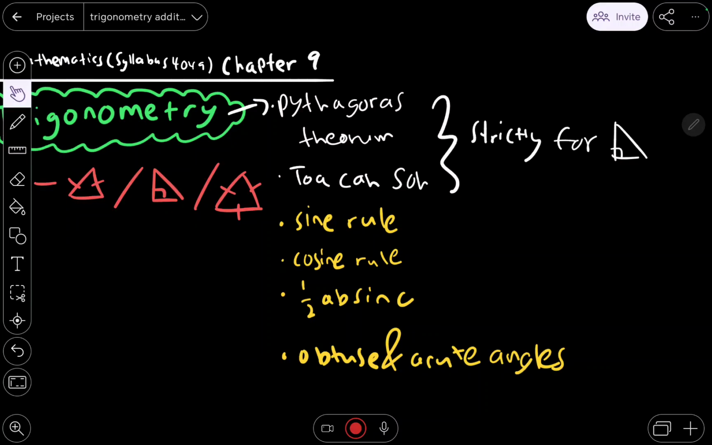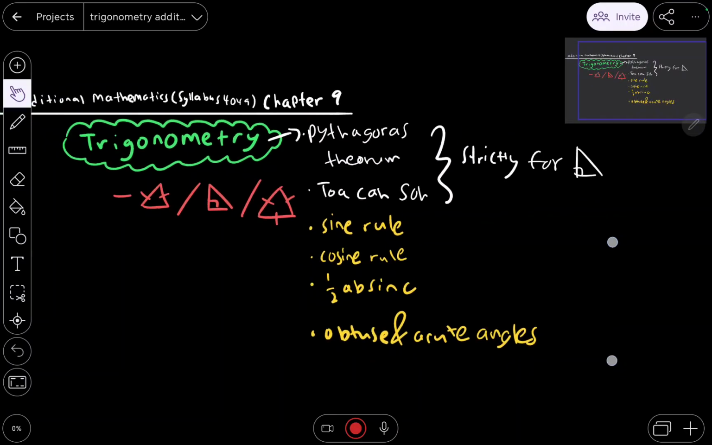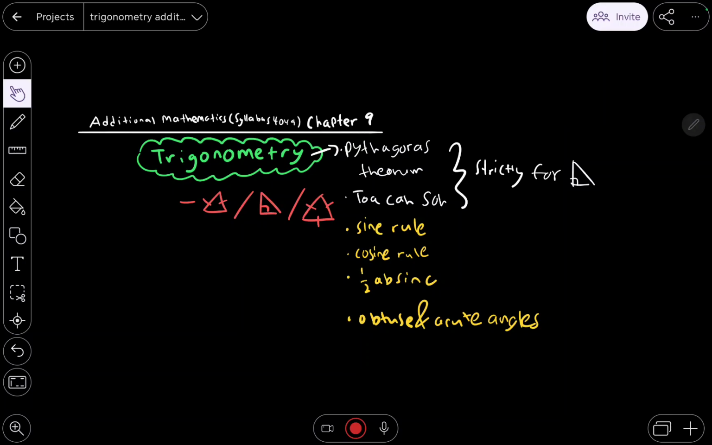And yeah, I have reviewed a bit of the AMF syllabus for trigonometry, and you should have known, because if you're Sec 3 this year, it's new for you. If you're Sec 4, you should have known a bit. But of course, I'm not expecting too much, because human beings forget, right?